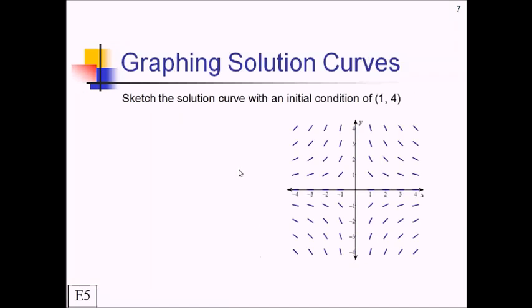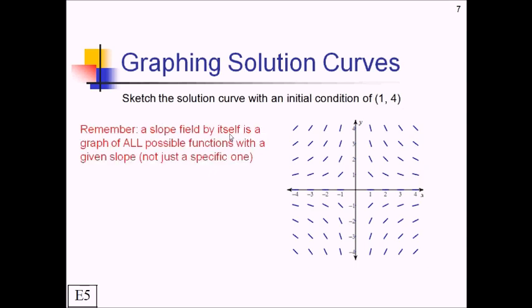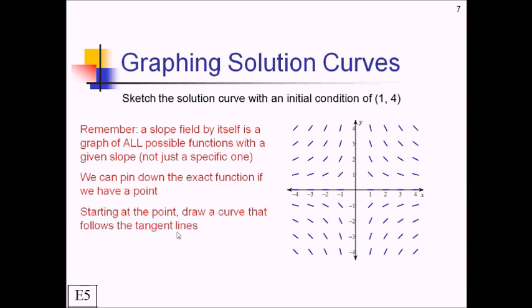For this next problem type, we're asked to sketch a solution curve with an initial condition of 1, 4. So recall that a slope field by itself is just a graph of all the possible functions that have a given slope, not just a specific one. However, we can pin down the exact function if we have a point. So if they give you a point, all you have to do is, starting at that point, draw a curve that follows the tangent lines.